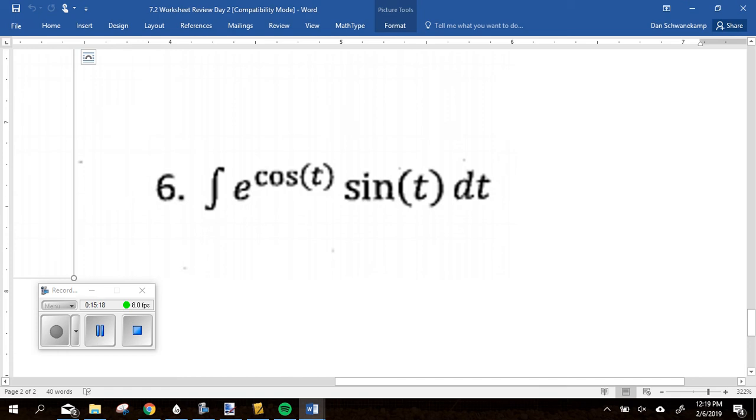Think about it. 3, 2, 1. Cosine of t. Okay, I've got multiple things, but I've got one e. Odds are you want to mess with the exponent. Cosine of t.